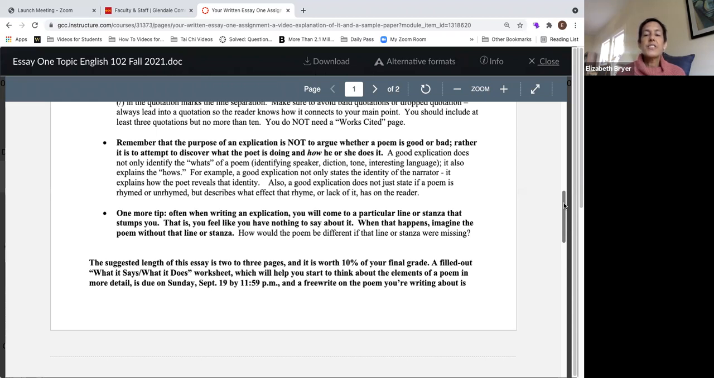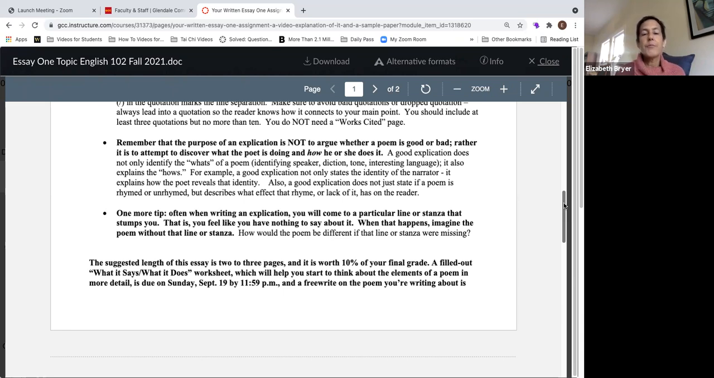Also, a good explication does not just state if a poem is rhymed or unrhymed, but describes what effect that rhyme or lack of it has on the reader. For example, "My Papa's Waltz" is a rhyming poem, which makes it seem very simple and orderly. But the scene it describes is pretty chaotic, as a lot of you noticed. So the contrast between the sort of orderly, predictable structure of the poem and the chaotic nature of the scene it describes maybe heightens that sense of chaos and the confusion the speaker might feel.